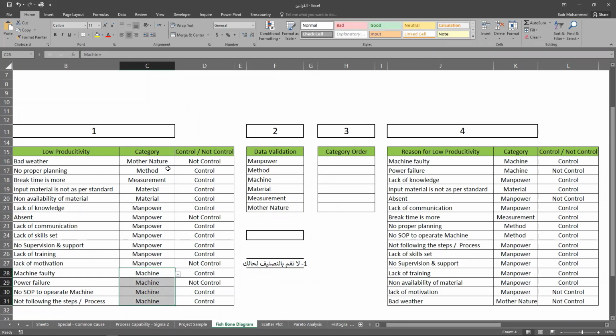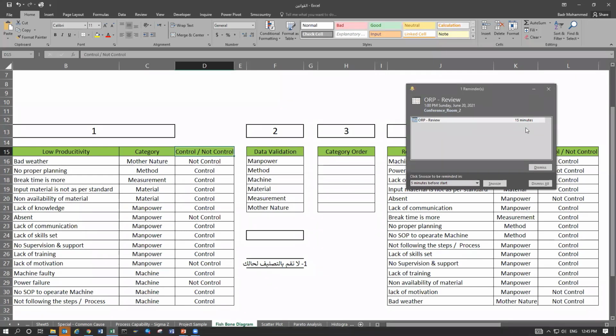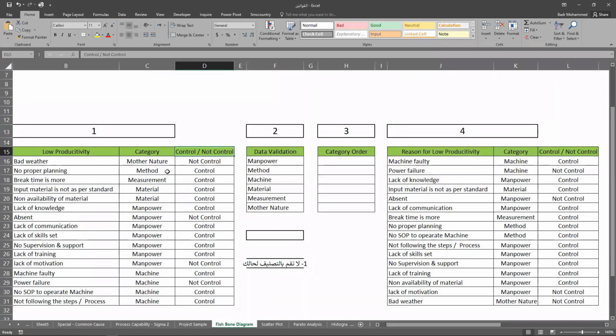Okay, guys. Now, the second thing you need to tell us is which ones you can control and which you cannot control. Mother nature, can you control it? No, you cannot, because today we have coronavirus, and tomorrow who knows which virus will come. So you cannot control that. But the method, the process or the procedure, you can control.